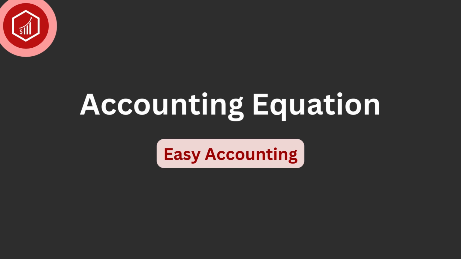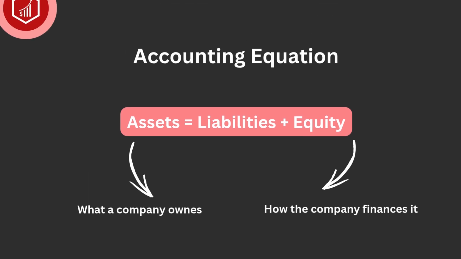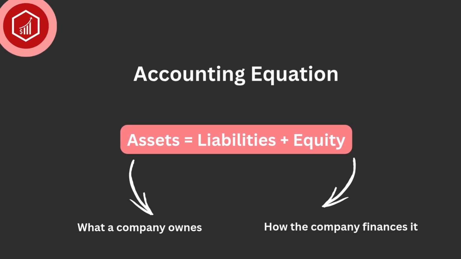Today we are speaking about the accounting equation. So, what is the accounting equation? The accounting equation is the foundation of all double entry bookkeeping. It shows the relationship between a company's assets, liabilities, and equity. The basic formula of the equation is assets equal liabilities plus equity.